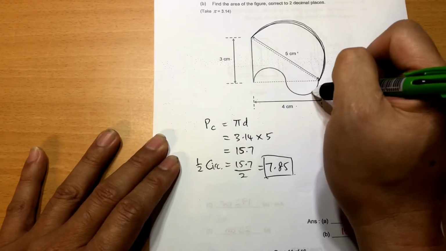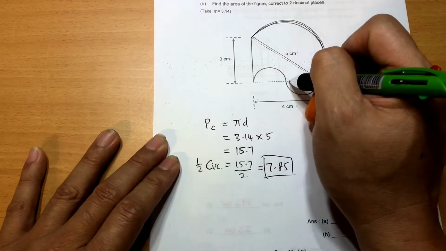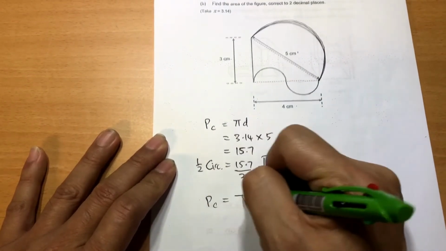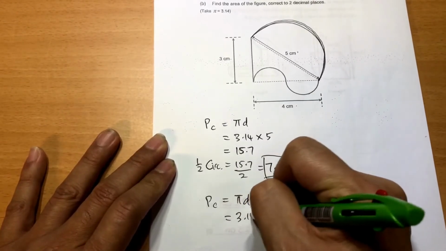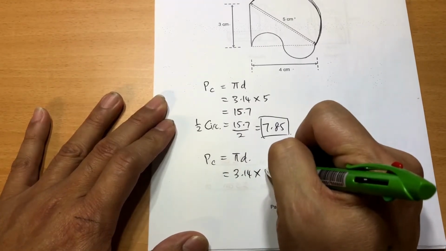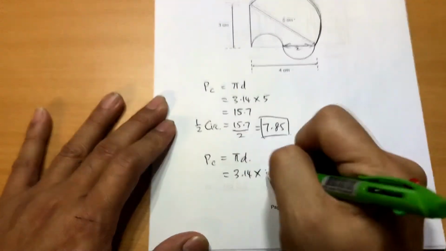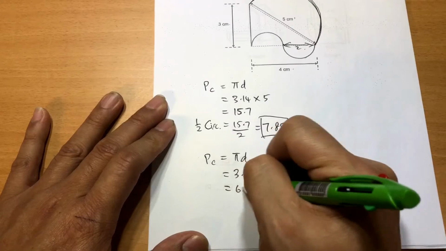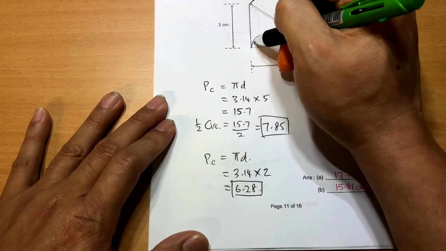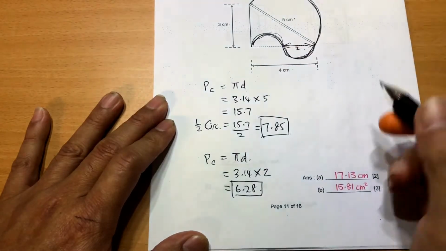Now what about these two semicircles here? Well, the two semicircles will give you one full circle with a diameter of 2. So we have again pi d equals 3.14 multiplied by the diameter here, which is 2, which is equal to 6.28. So that's the whole thing here, the full circle.